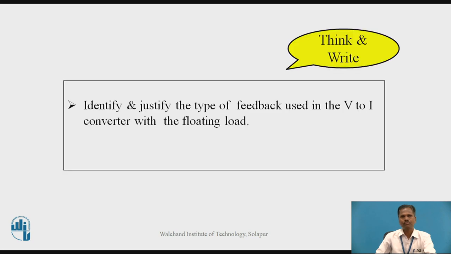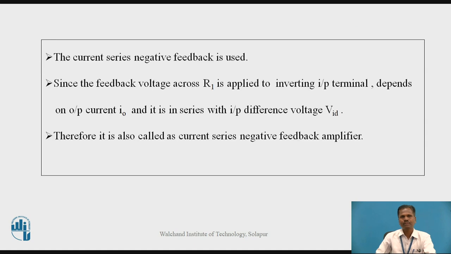Now a student can pause the video here and think over this question and try to write the answer. Identify and justify the type of feedback used in the V to I converter with floating load. The current series negative feedback is used.